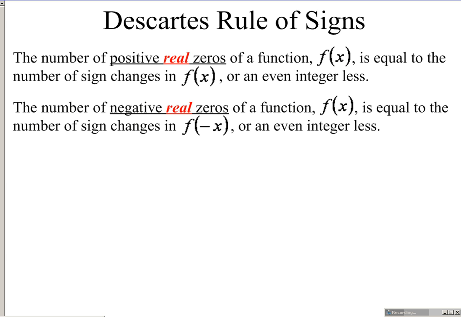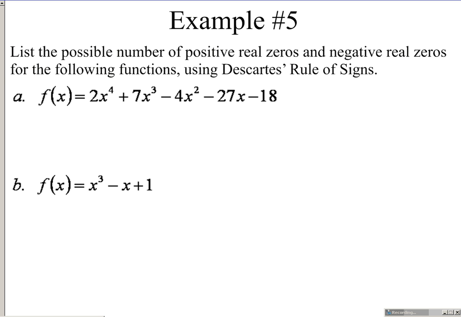Remember, when we're talking about positive or negative real zeros, that is the same thing as the intercepts when we would look at the graph of the function. So it's going to tell us how many x-intercepts there are both on the positive side and the negative side of the x-axis. So looking at this first function, find the number of positive and negative real zeros using Descartes' rule of signs.